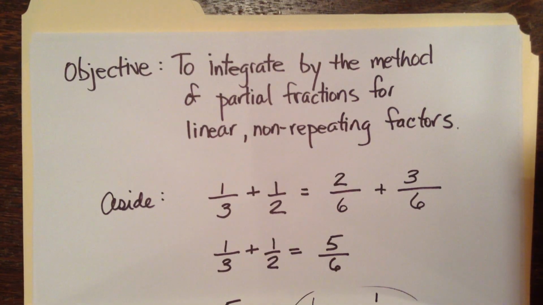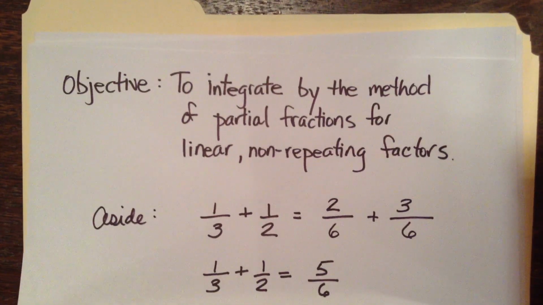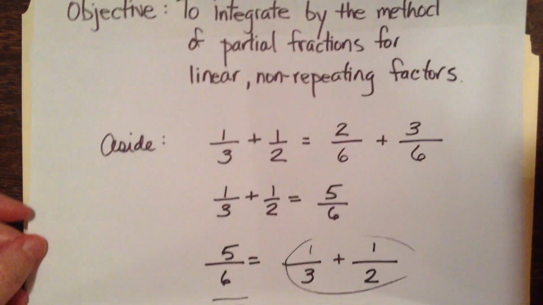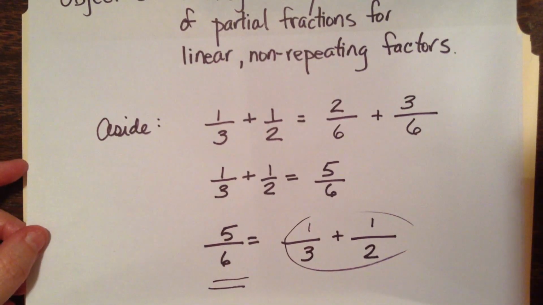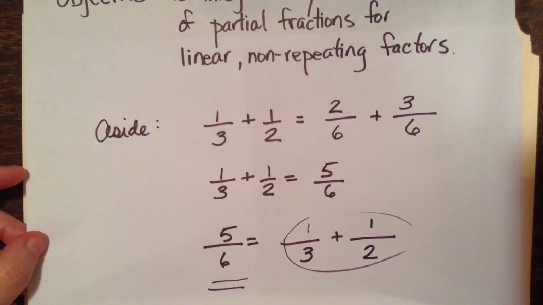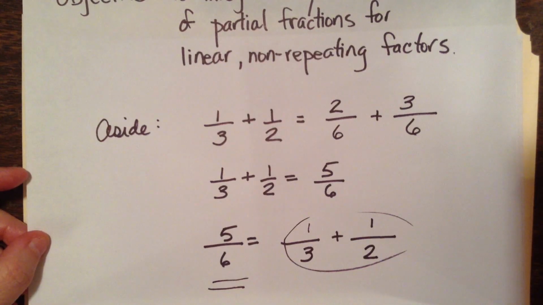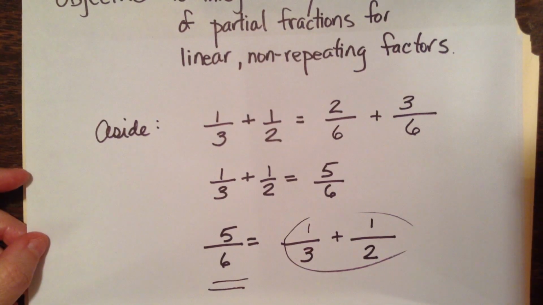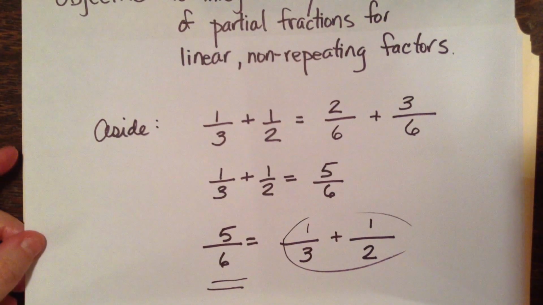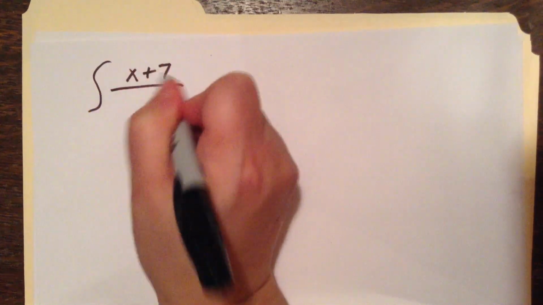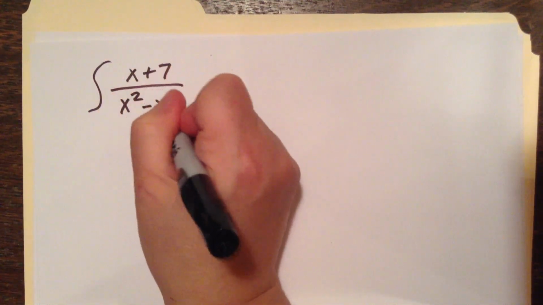So I think the best way to do this is to give you a concrete example, and there are two ways to integrate using partial fractions. There's a more difficult way, and there's an easier way, or a shortcut way. I'm going to show you both, and then you can choose whichever method you want to use. Okay, so let's start with a concrete example. I'm thinking of this integral.